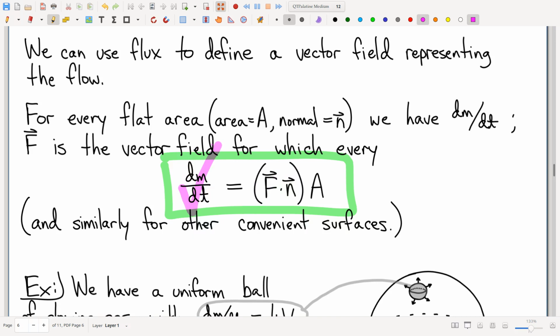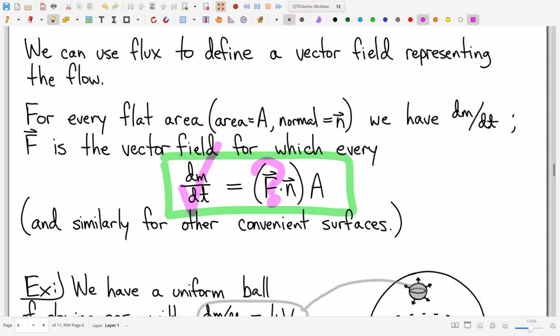Get out there with some actual pieces of surface and just look at the fluid and see what is the flow rate through that little piece of area. That's something that's empirical. And having done that, you can then ask the question of what vector field can I put here that would make this formula work? What vector field would have given me that flow rate?